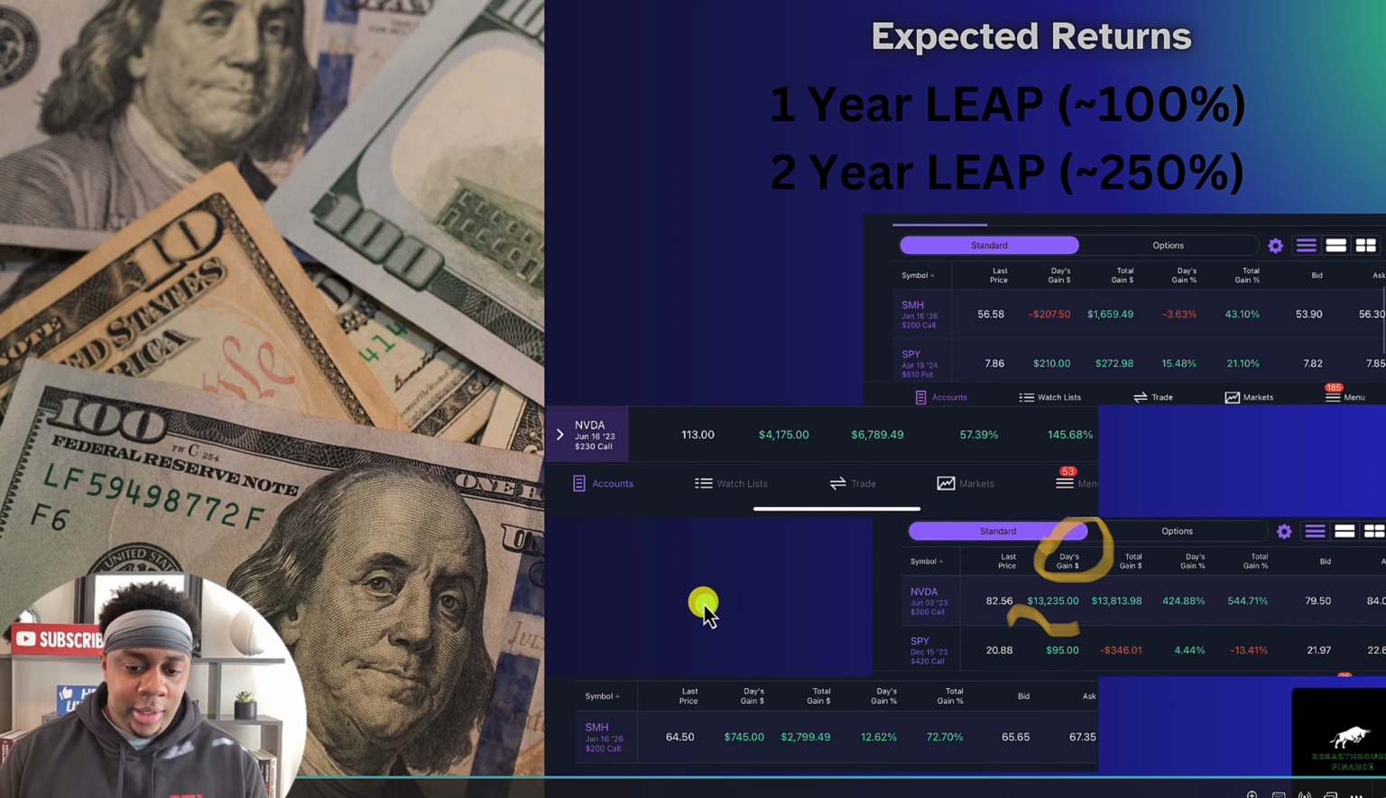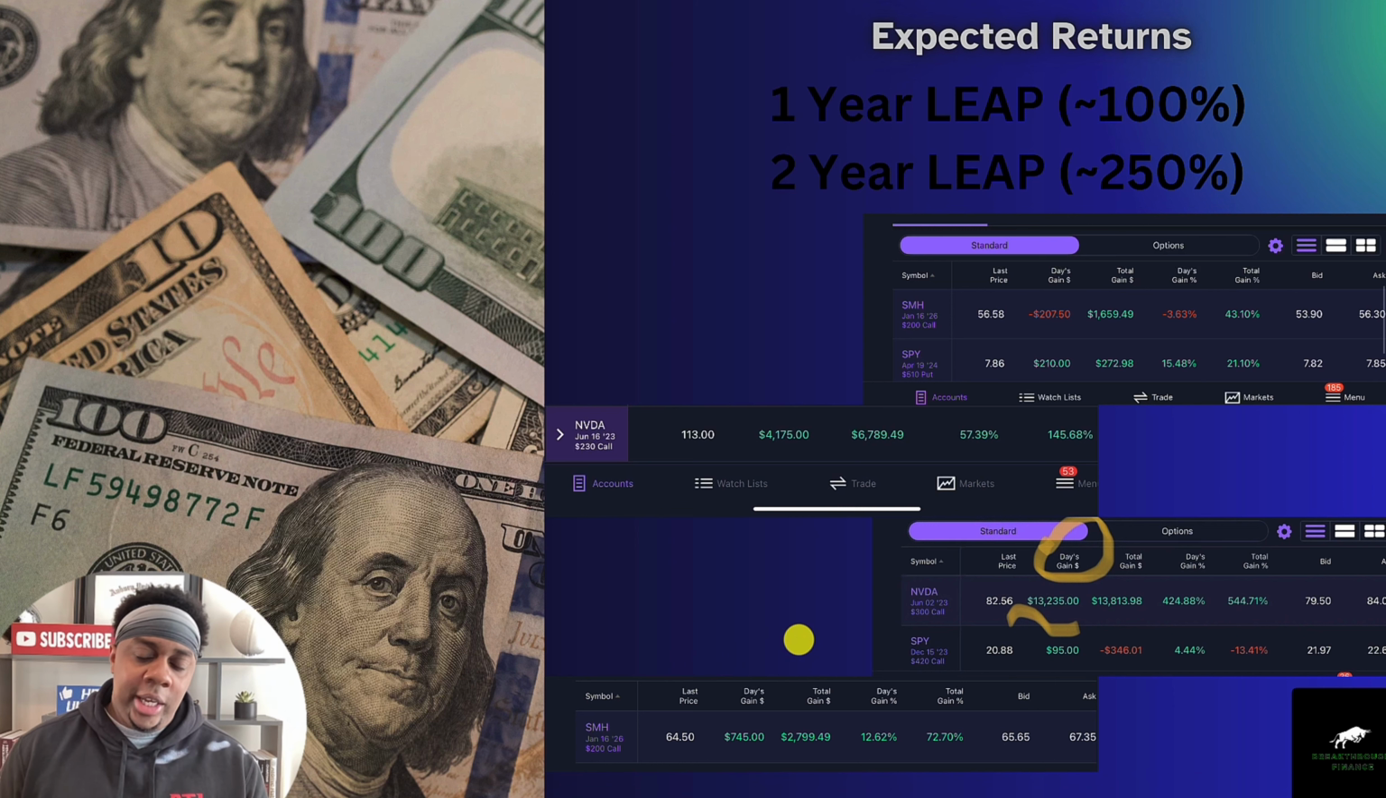Okay. And then the last example I have here is an SMH call option. So day's gain 745, total gain 2,700, day's gain percentage 12, and then total gain 72%.